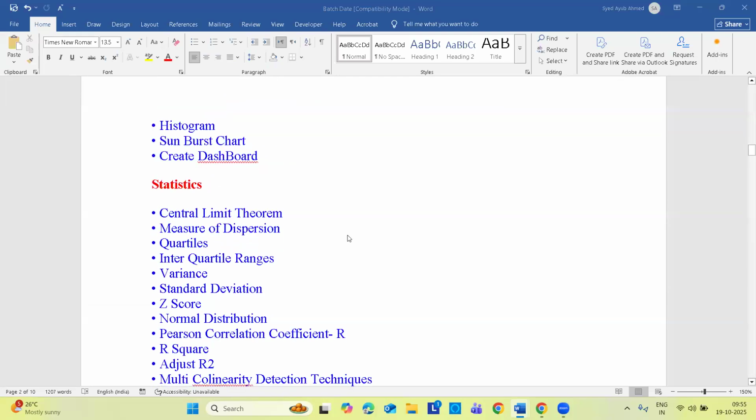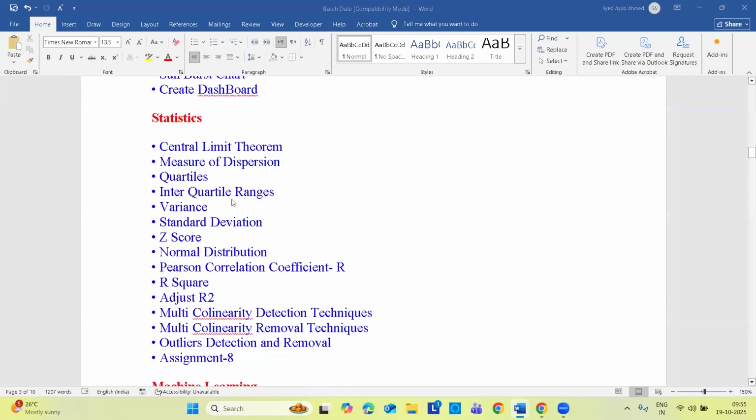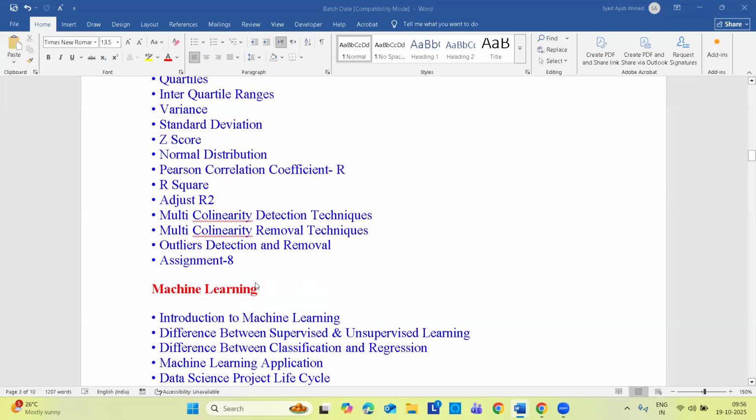All right. After this, you'll move to the statistics part. Here some theorems are there, like central limit theorem, measures of dispersion, quartile ranges, variance, standard deviation. These are all calculative measures as part of your statistics. Multicollinearity, removal, detection, and then some assignment also I'll try to cover.